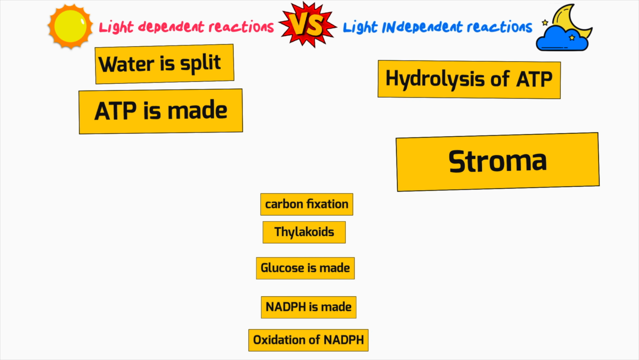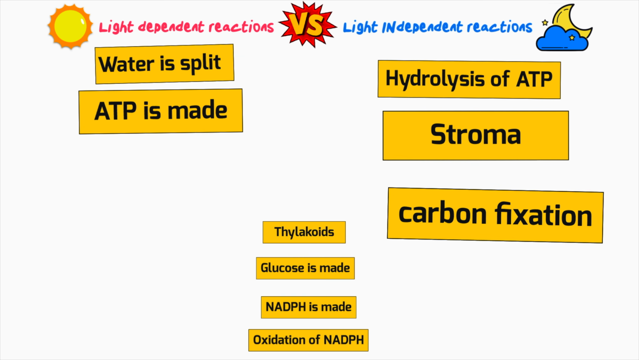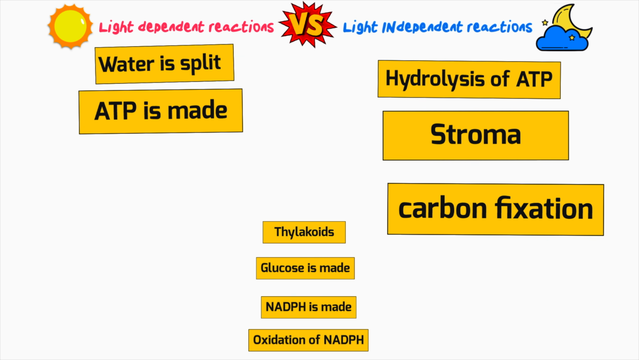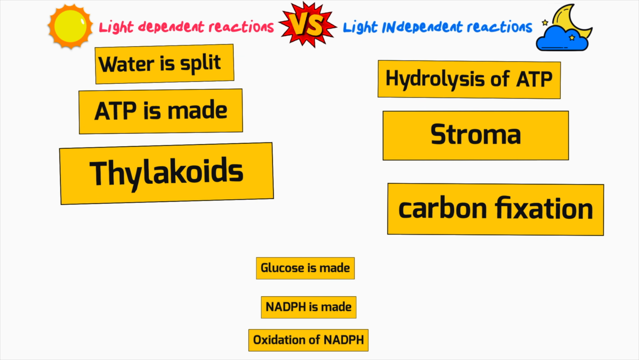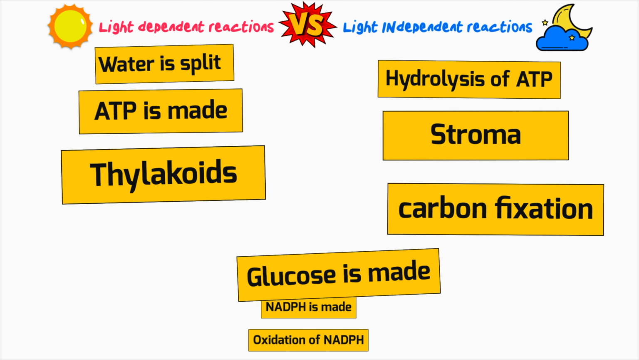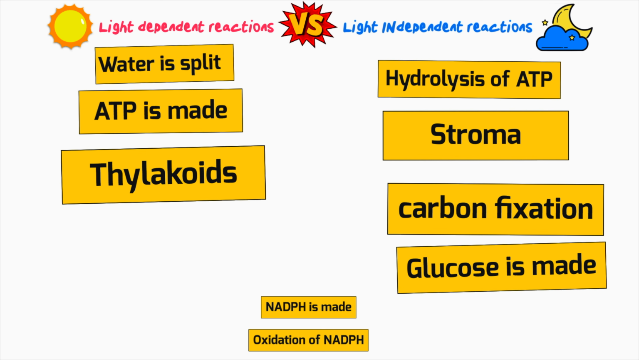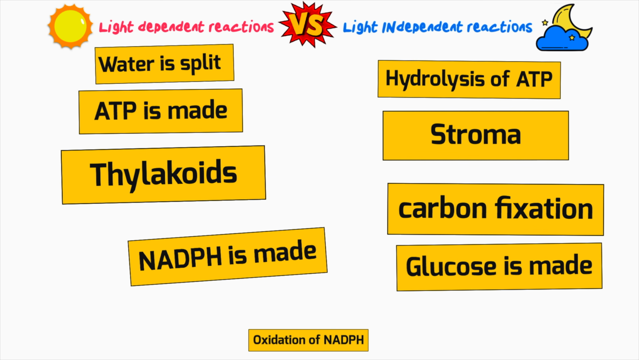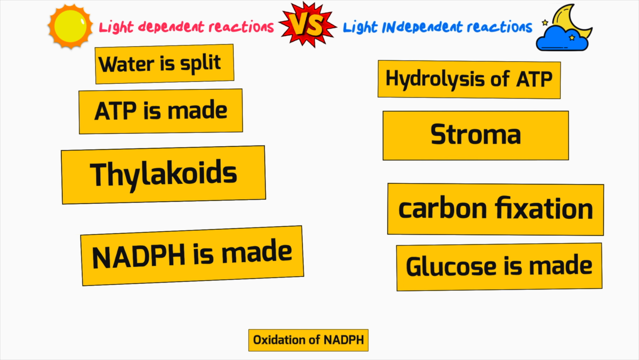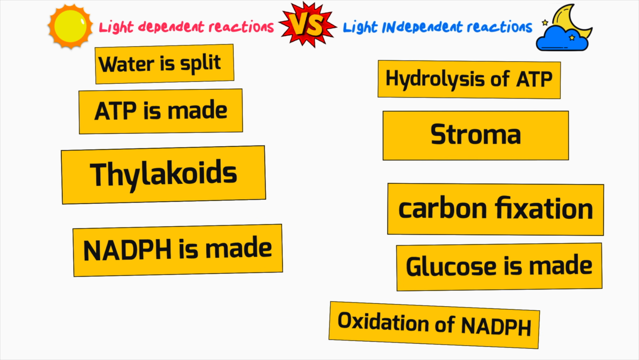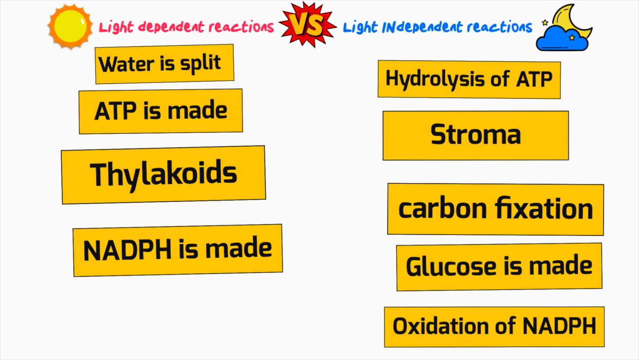The light independent reactions take place in the stroma, and that's where carbon fixation takes place, while the light dependent reactions occur on the thylakoids. The making of glucose is part of the light independent reactions, and the reduction of NADP takes place in the light dependent reactions, but the oxidation is occurring in the light independent reaction.